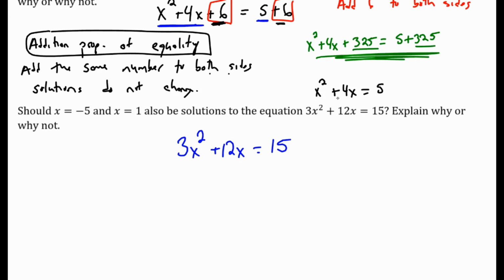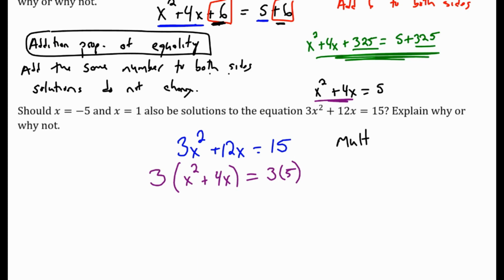Take a second and see how these two equations are related. There's got to be some relationship here because I didn't just make that equation up out of nowhere. What is the relationship between those two equations? x squared, 3x squared, 4x, 12x, 5. Oh, wait a minute. It looks like I did a times 3. Didn't I take x squared plus 4x and multiply it by 3? And didn't I take 5 and multiply it by 3? So I multiplied both sides by 3.